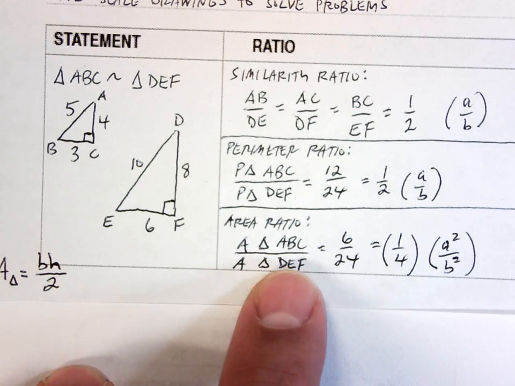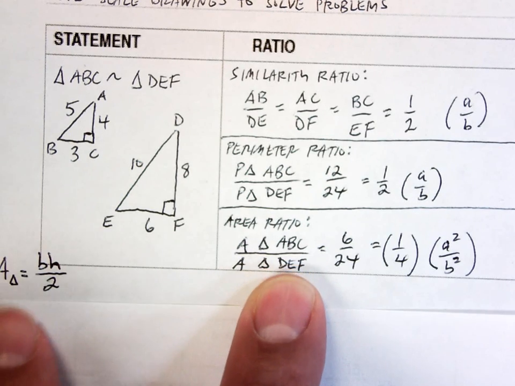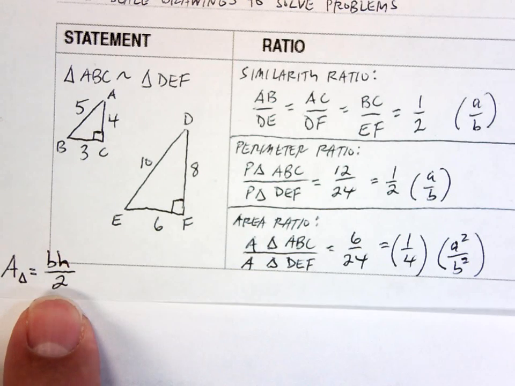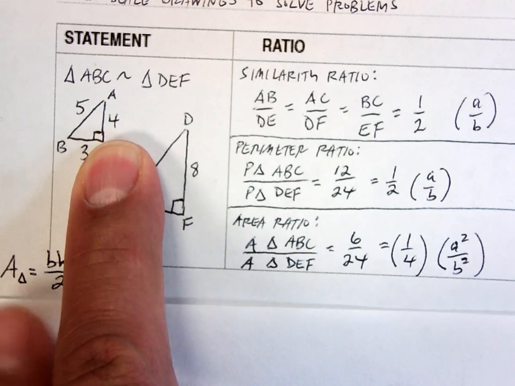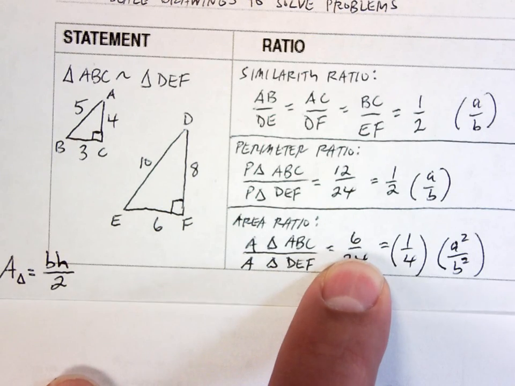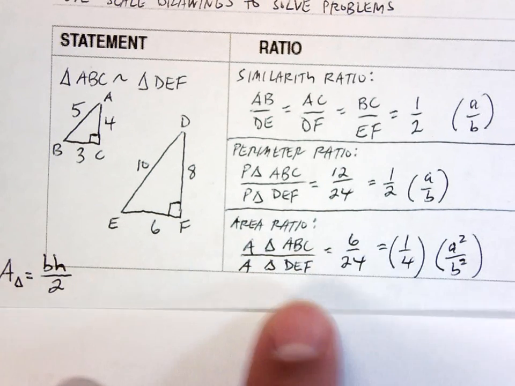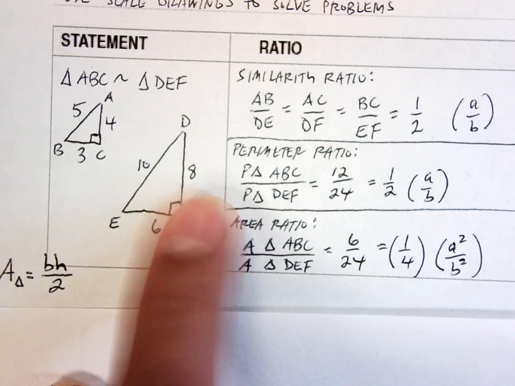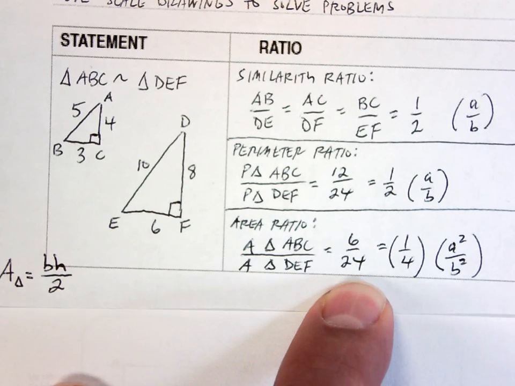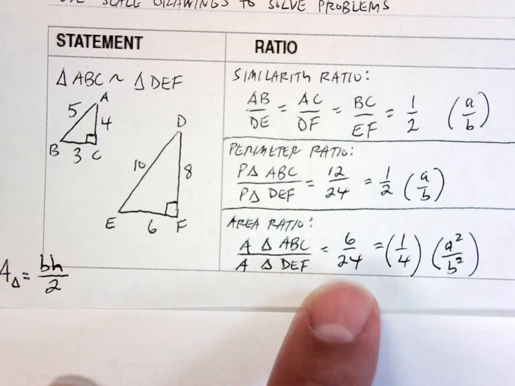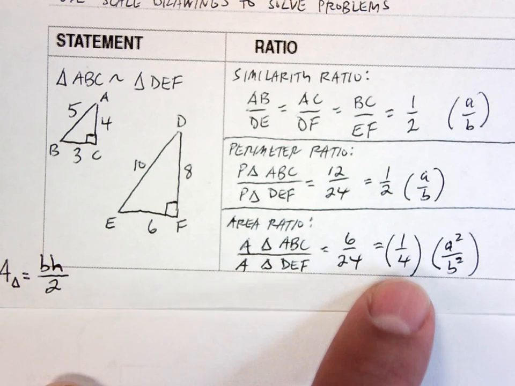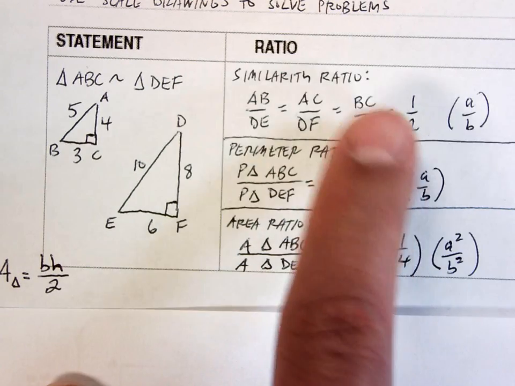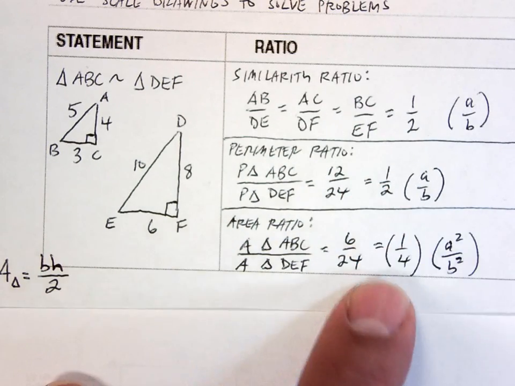If I find the area of triangle ABC, remember the area of a triangle is equal to base times height divided by 2. So I'll do 3 times 4, which is 12. 12 divided by 2 is 6. Now if I do the area of triangle DEF, I'll do 6 times 8, which is 48. 48 divided by 2 is 24. Now what I need to see here is notice when I do 6 over 24, I get 1 over 4, which is the same thing as our similarity and perimeter ratios squared.